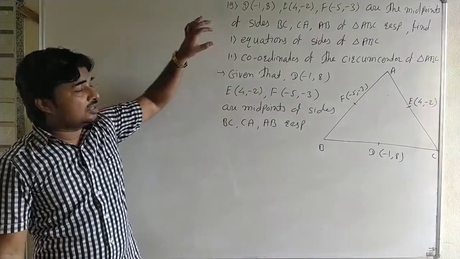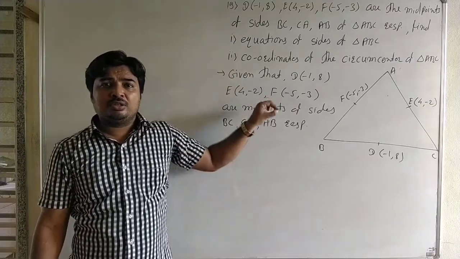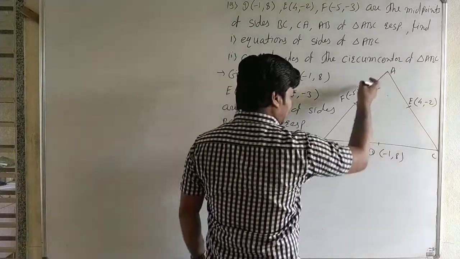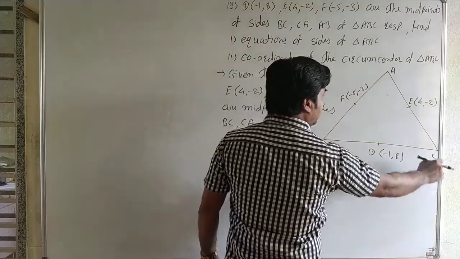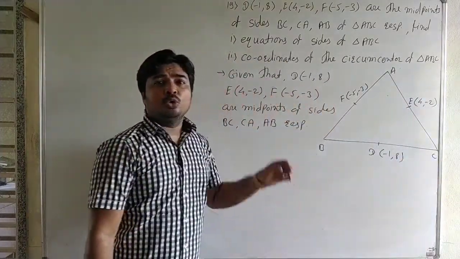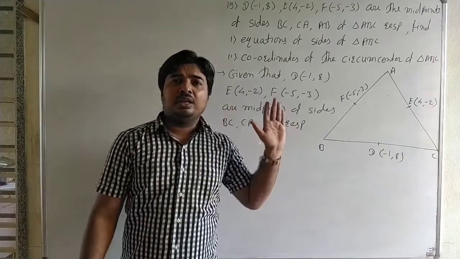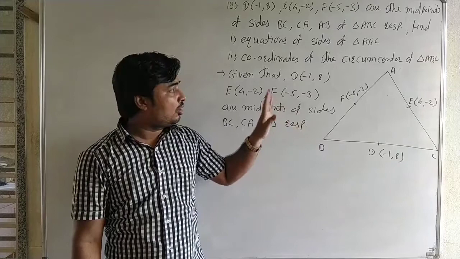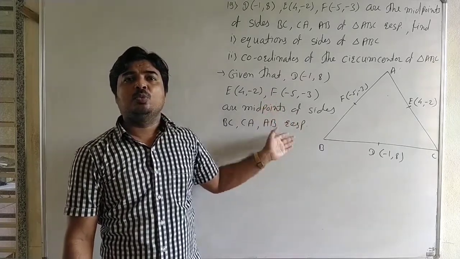The first question is we want to find the equation of sides of the triangle. That means we find the equation of AB, equation of BC and equation of AC. Okay, we know that to find the equation of any line we want to find the slope and a point, or the 2 points on the line.